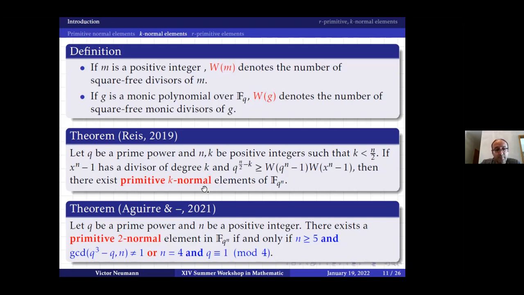In this way, for k equal to 2 in 2021, we worked in this case, and we proved that there exist primitive 2-normal elements if and only if n is greater or equal than 5 and q^3 minus q and n are not co-prime, or if n is equal to 4, q must be congruent to 1 modulo 4. So we have here a complete result for the case of k equal to 2.